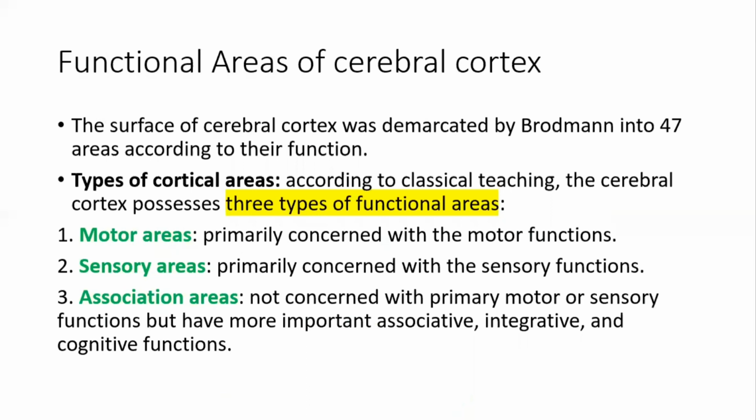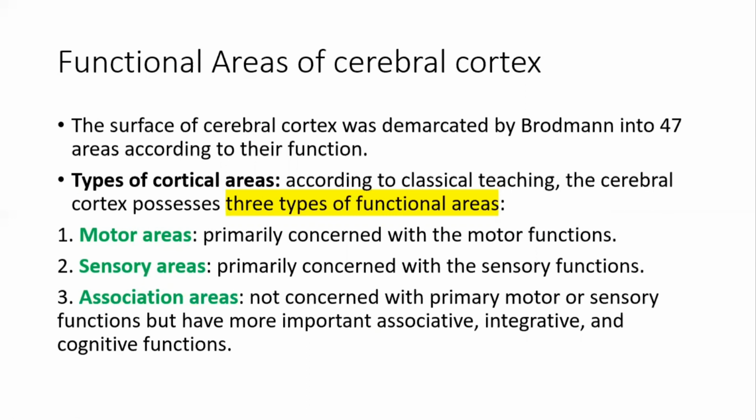Now let's discuss the functional areas. A neurologist called Brodmann discovered some areas in the brain which are specific for some specific functions, to perform a variety of functions in the brain. And he divided them into 47 areas, which are known today as Brodmann's areas. Basically, these functional areas have three main functions: one, motor function; two, sensory function; and three, association areas.